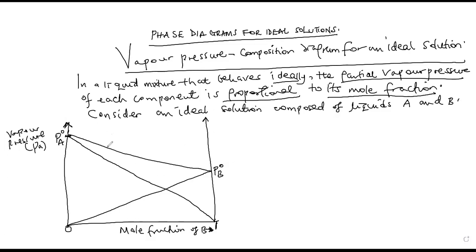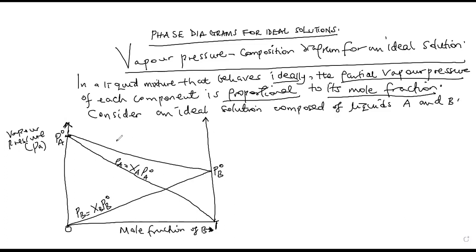So it means that on this line, from 0 to partial pressure of B, that one will give us the partial vapor pressure of B, which is equal to mole fraction of B times its partial pressure in pure state. This one, partial pressure of A, is equal to mole fraction of A times partial pressure of A in pure state. All right, this is what I'm having.